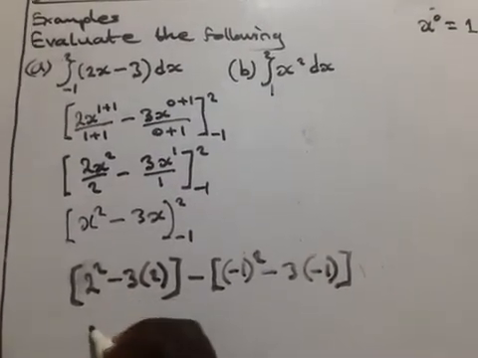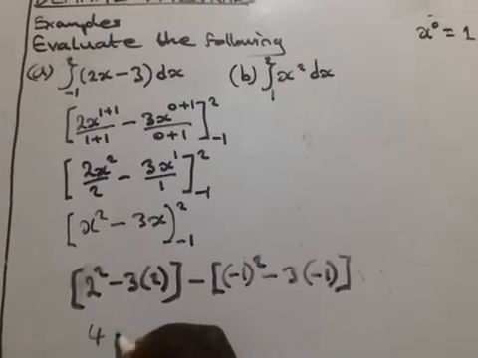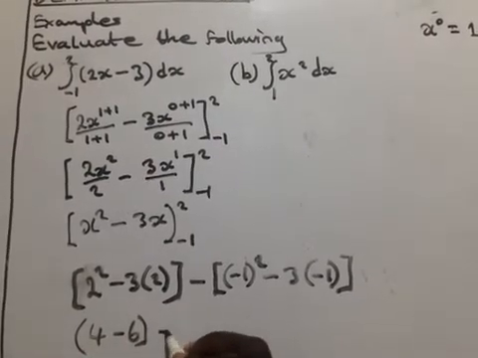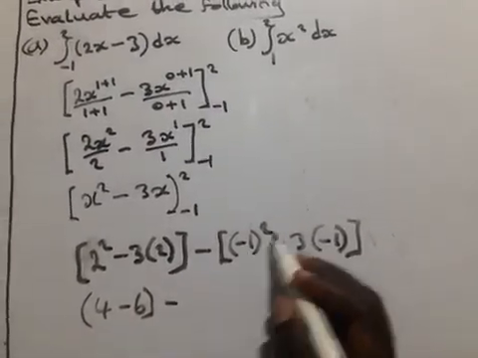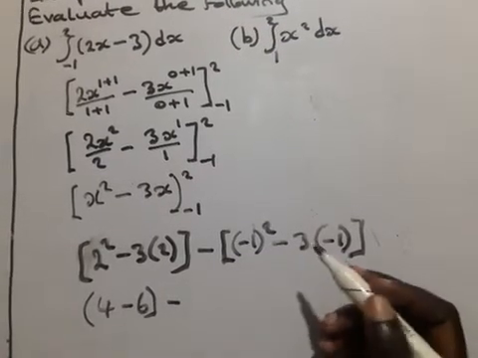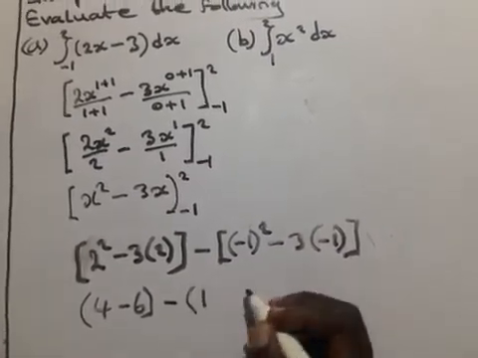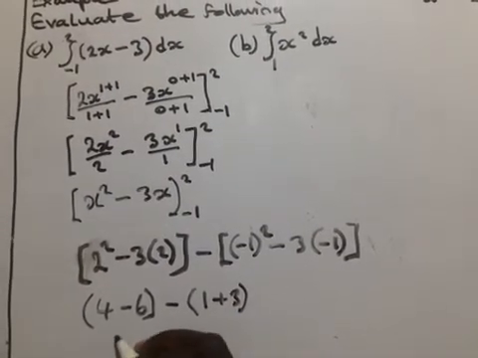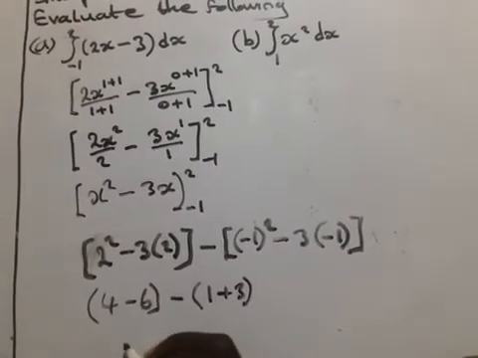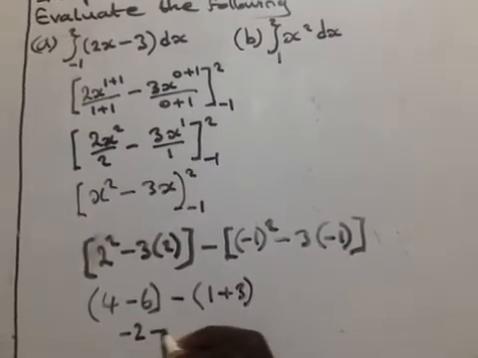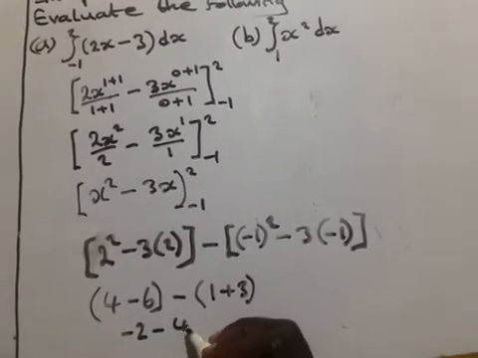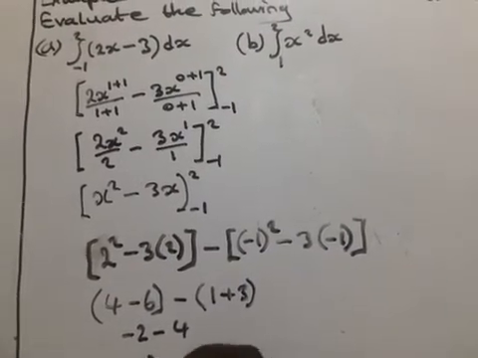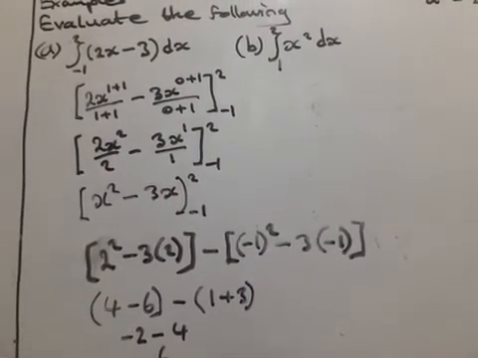So 2 to the power 2, it's 4, minus 6, minus -1 times -1, it's +1, plus 3. So this will be -2 minus 4. So if we simplify, this one will be equal to -6.